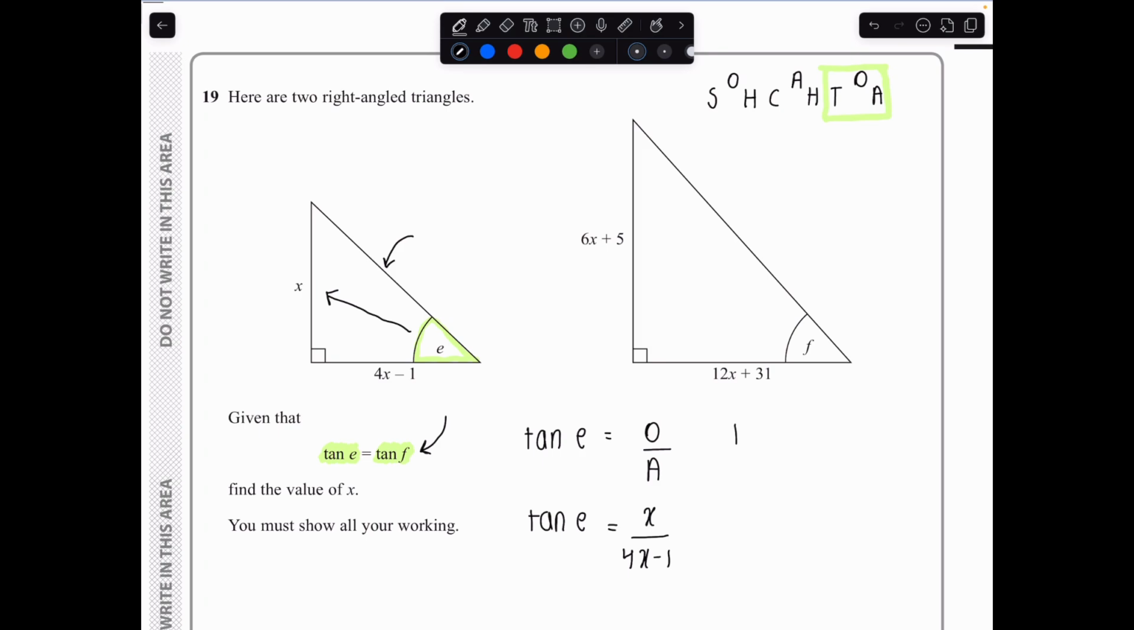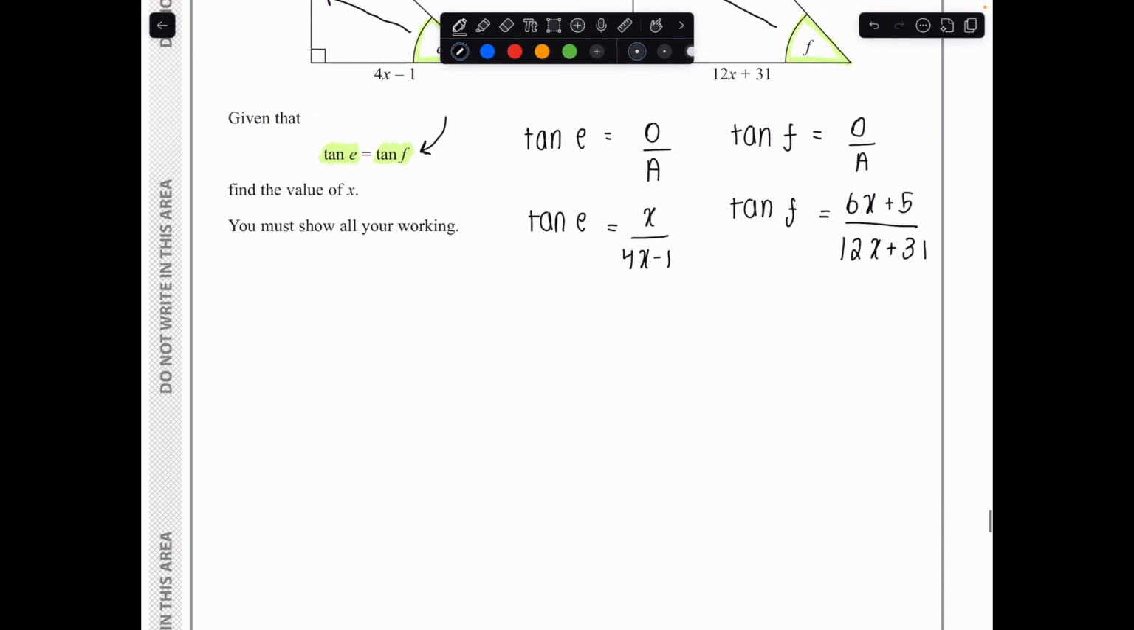So let's do exactly the same thing now, but for tan of F. So tan of F is equal to opposite over the adjacent. But now for the angle F, what is the length of the side opposite to our angle? It is 6x plus 5. So our opposite is equal to 6x plus 5. Now, same as in our first triangle, our hypotenuse is the longest side, so we're left with the only remaining side as our adjacent. So our adjacent is 12x plus 31, and that is equal to tan of F.